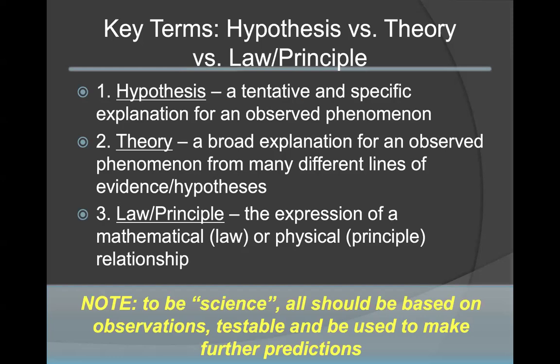A law or a principle, mind you, is the expression of some sort of mathematical or physical relationship. So this can also be pretty specific, but it can also involve many different equations, many different variables from other lines and other experiments. So it can be very specific, but it can also be a little bit broad. It kind of lies in between a hypothesis and theory. What is common with all of these is that in order to be science and scientific, all of these need to be based on observations, all of these are testable, and all of these can be used to make further predictions.